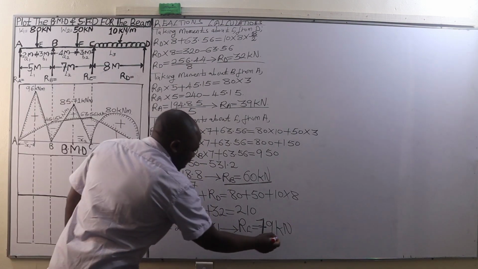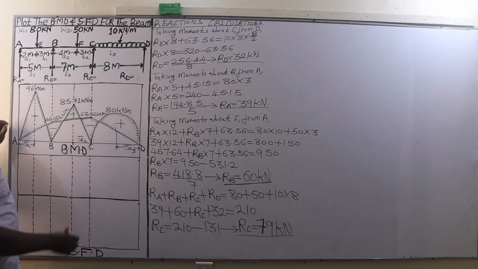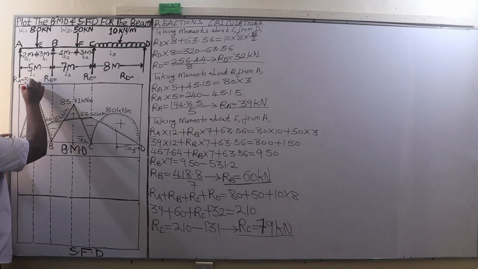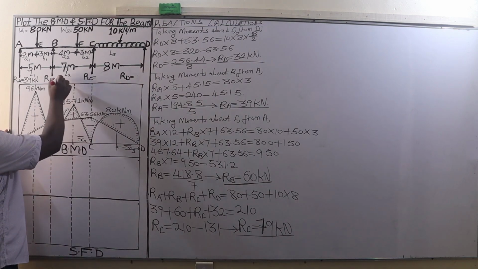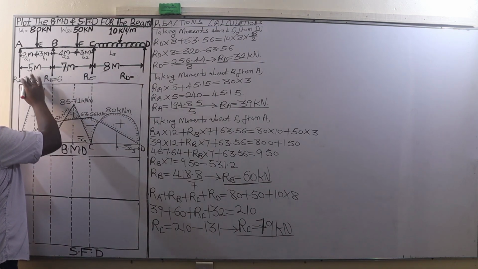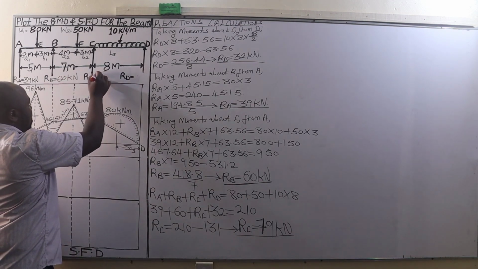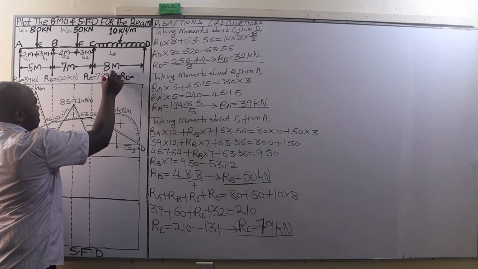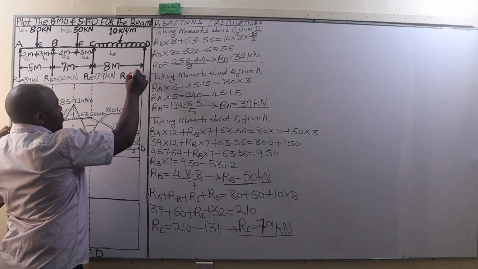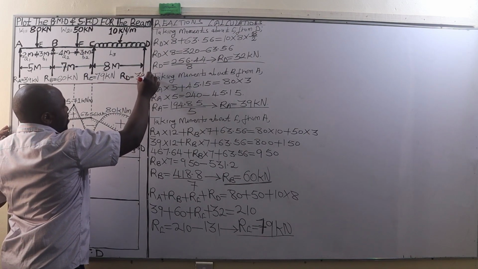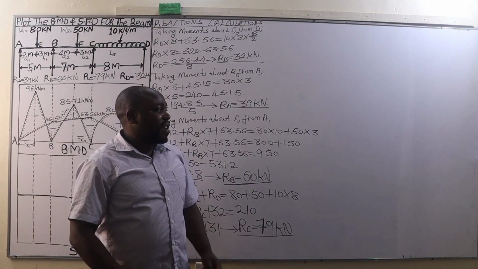Good. So we can write those reactions on our loaded diagram. We have RA being 39 kilonewtons. We have RB being 60 kilonewtons. RC 79 kilonewtons. And finally RD, we have 32 kilonewtons. Very good.